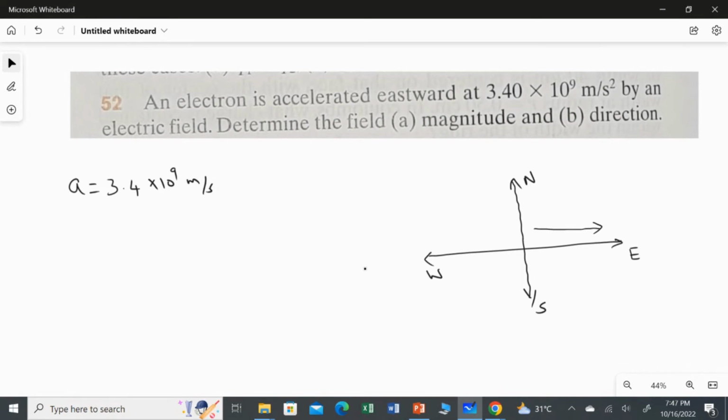Clear? Because what they mentioned, the electron is accelerated eastward by the electrical field. The electrical field is making the electron move in the eastward direction. So generally we studied in the theory, if you place the electron in the electrical field, the electron will experience the force in the opposite direction of the electrical field.